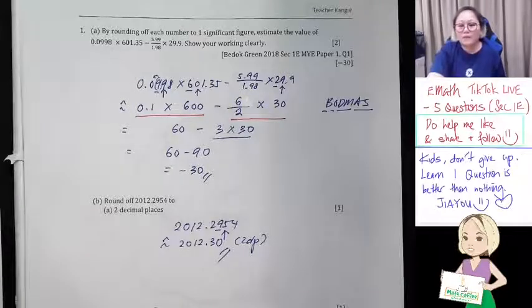I'm P6 next year. Why can't I scroll? Let me see, why is it that I cannot see the full screen?